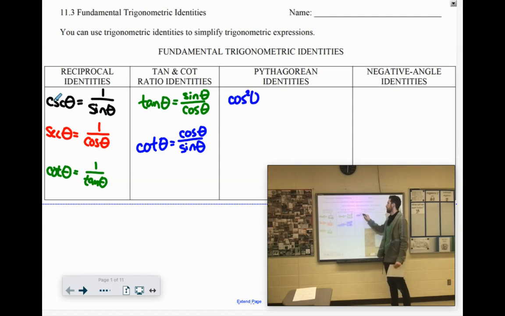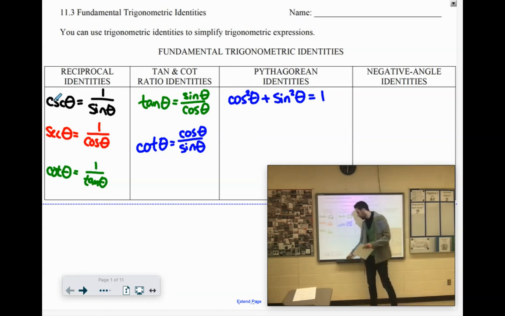So the first one says that cosine squared theta, so if you take the cosine squared plus sine squared of theta, is equal to 1. Now you are able to manipulate this identity, so if you were looking for sine squared, you can subtract the cosine squared onto the other side. So it would say sine squared of theta equals 1 minus cosine squared theta, and things of that nature. You have to be comfortable moving equations around.